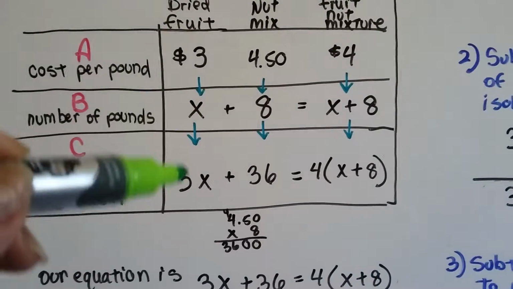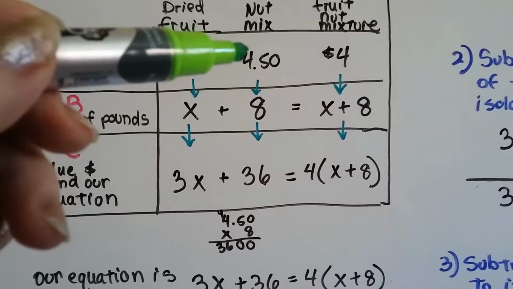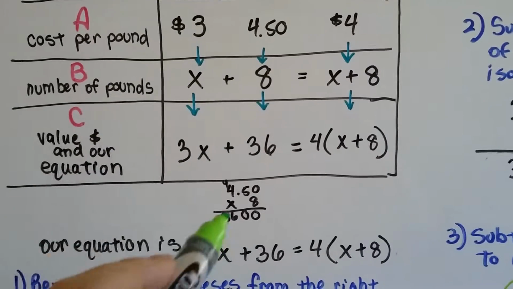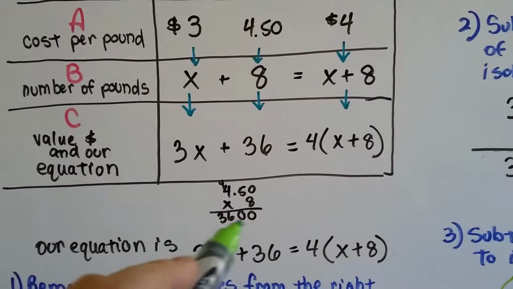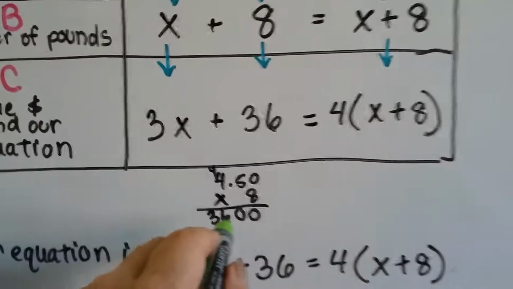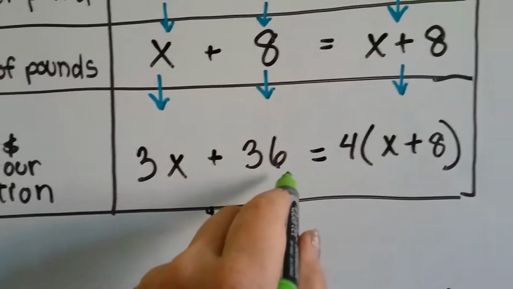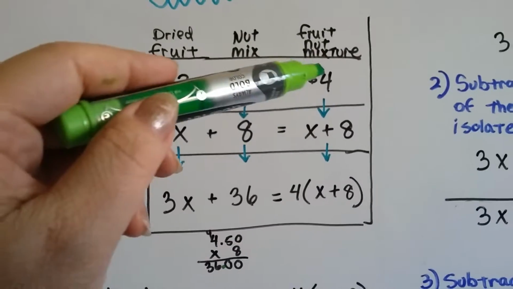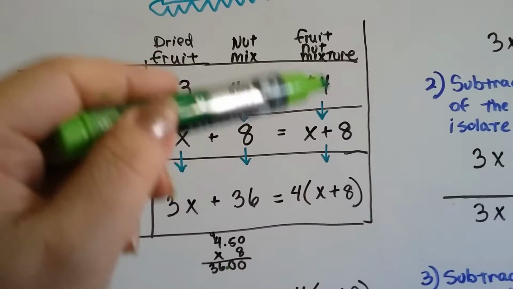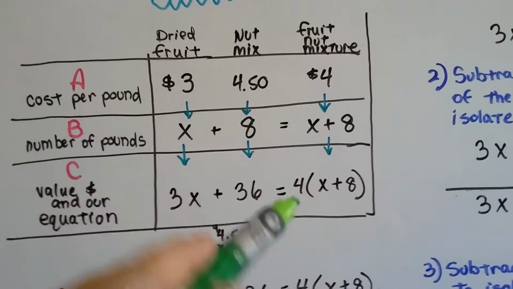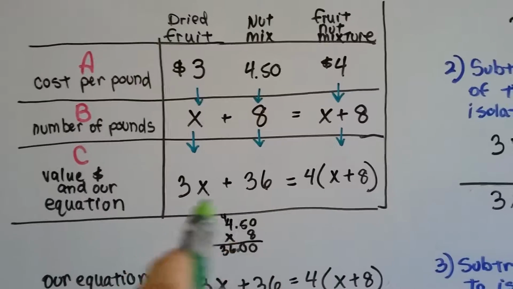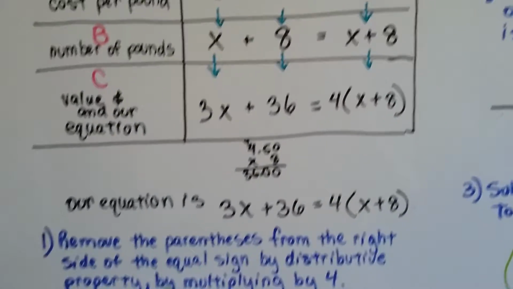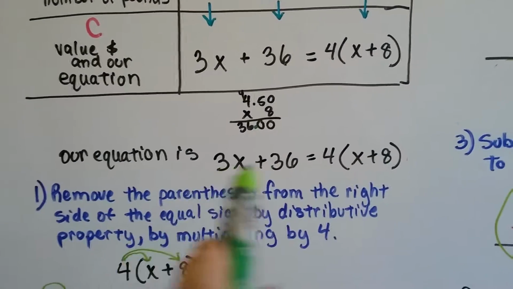So 3 times x is 3x. $4.50 times 8 is 36. See? 450 times 8 came out as $36. And really there's a decimal point here, but I'm just going to use the 36. And our fruit nut mixture is going to be multiplied also: 4 times (x plus 8). So that's our equation: 3x plus 36 equals 4(x plus 8). So here it is. Here's our equation.